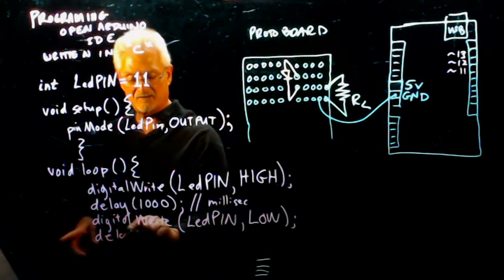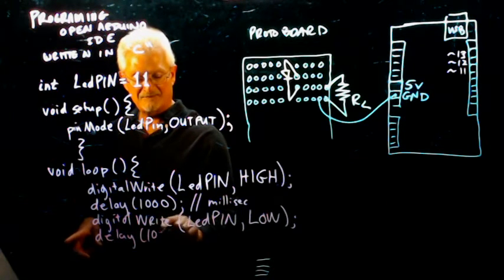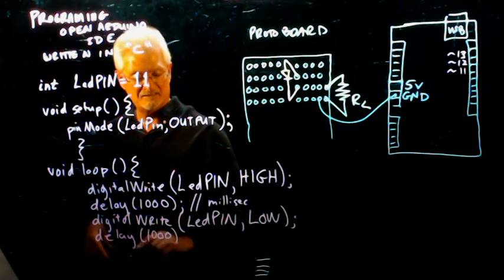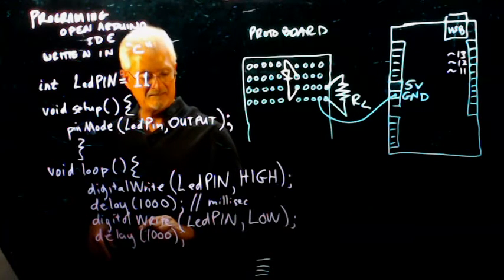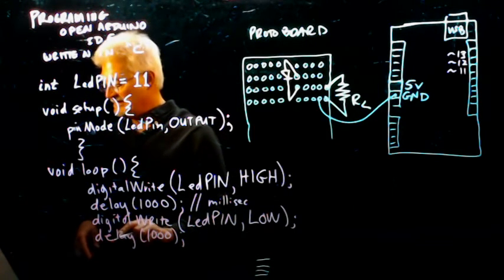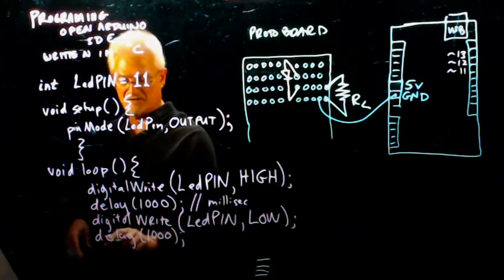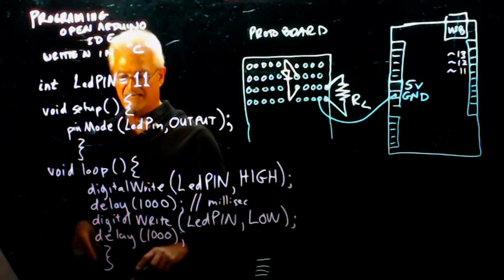So what I want to do, I want to also put a delay right after that. Delay 1000. I've got my semicolon. And now I'm done with my loop, so I can put my closed bracket here. And this is my loop.